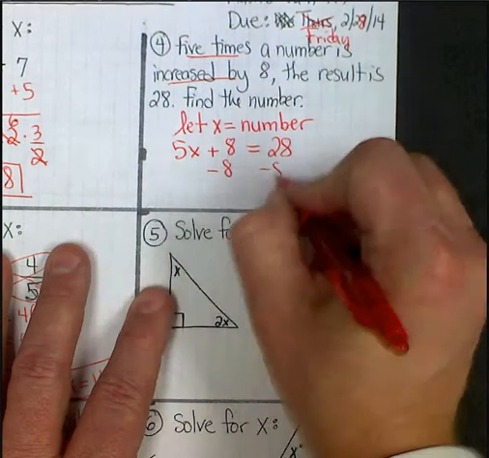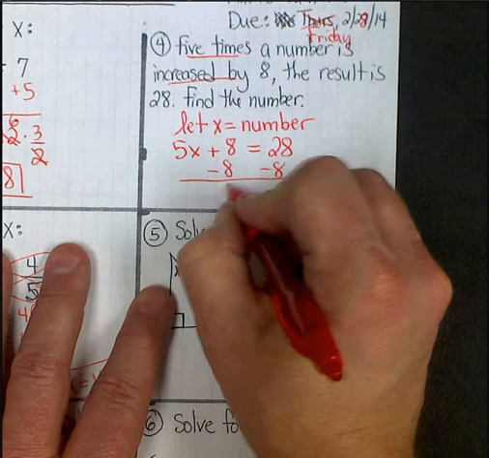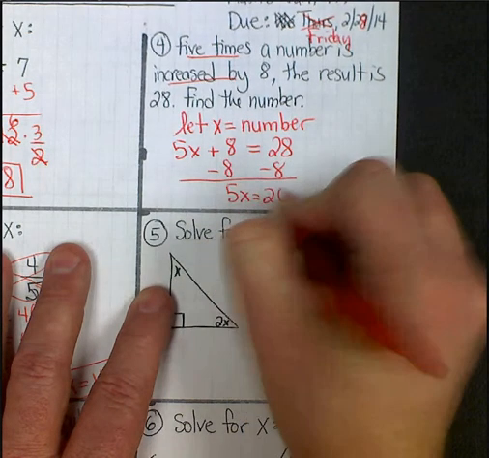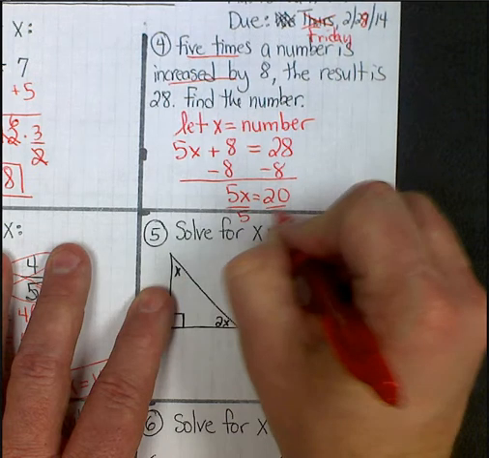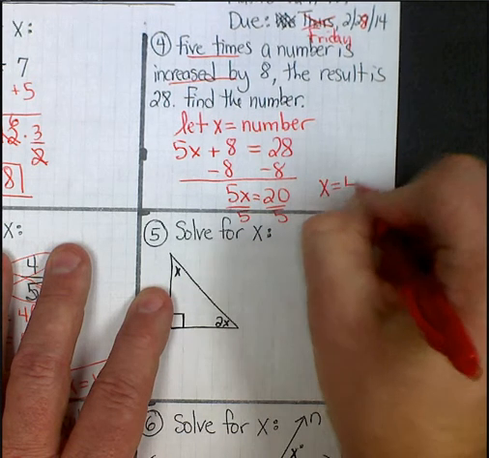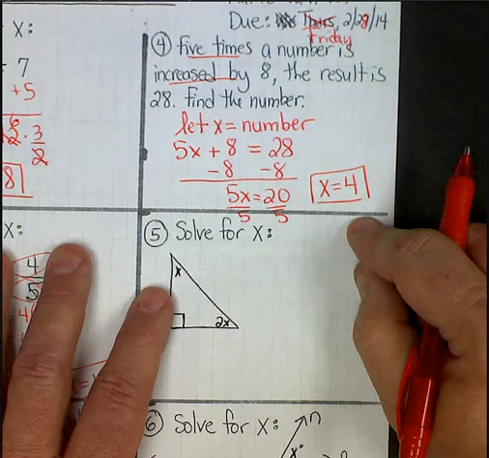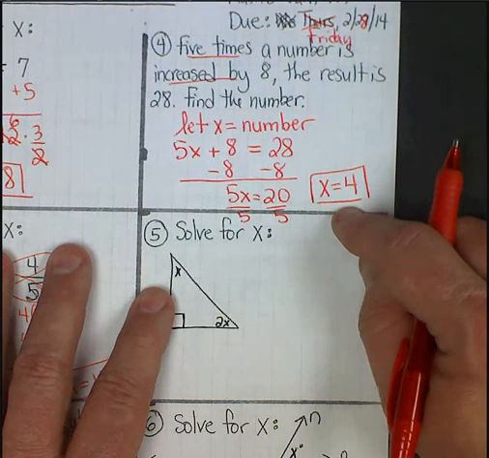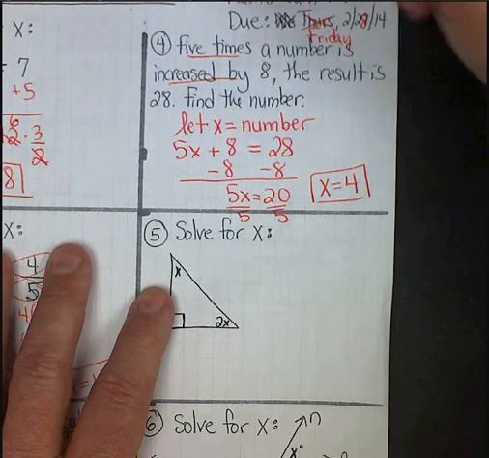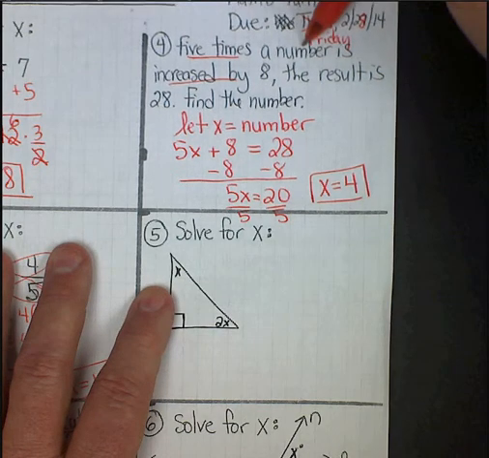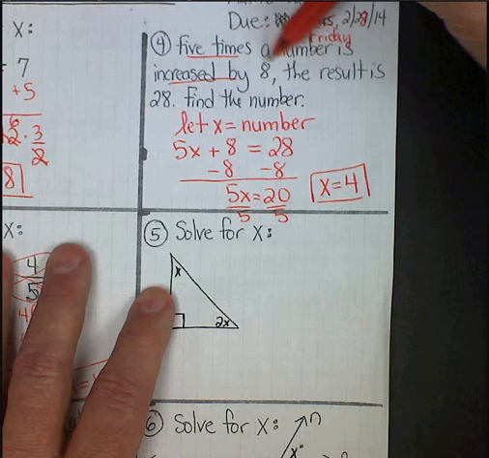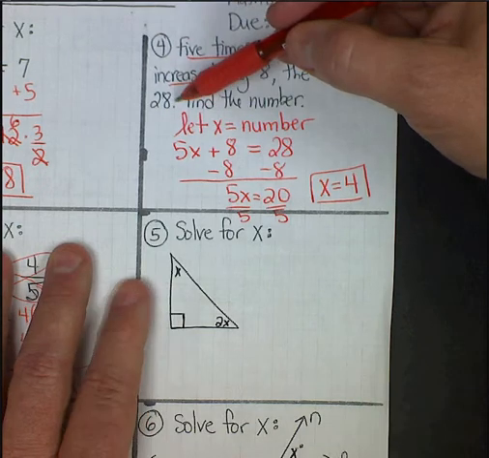Straightforward, pretty simple. Solve. Subtract your 8 from both sides. We get 5x is equal to 20. I'm going to divide by 5. I get x is equal to 4. Okay? So the number's 4. If you want to check that, go through the word problem knowing that your number's 4. 5 times 4, that's 20. Increase that by 8, you get 28. Got to be the right answer.